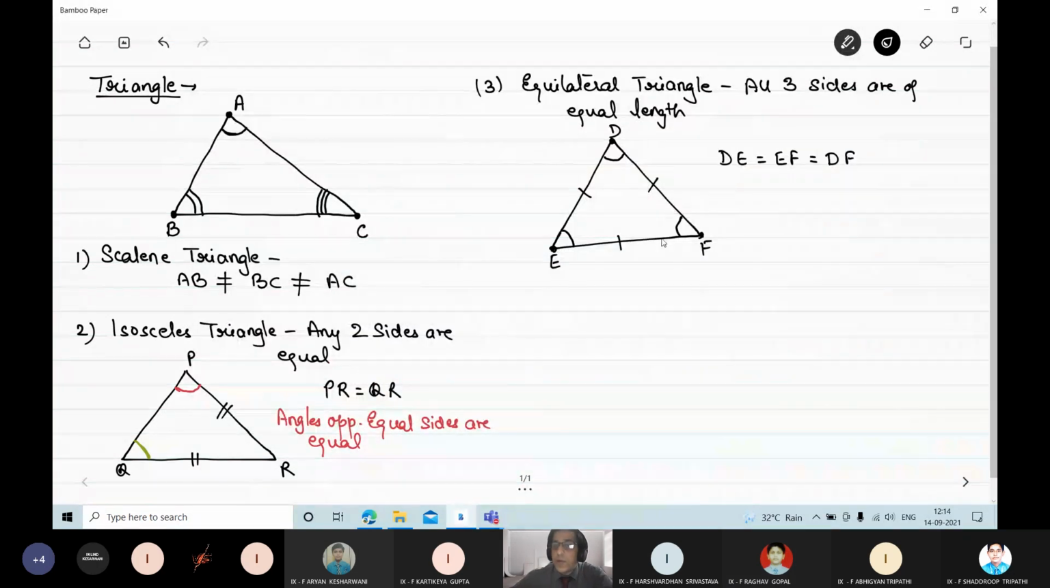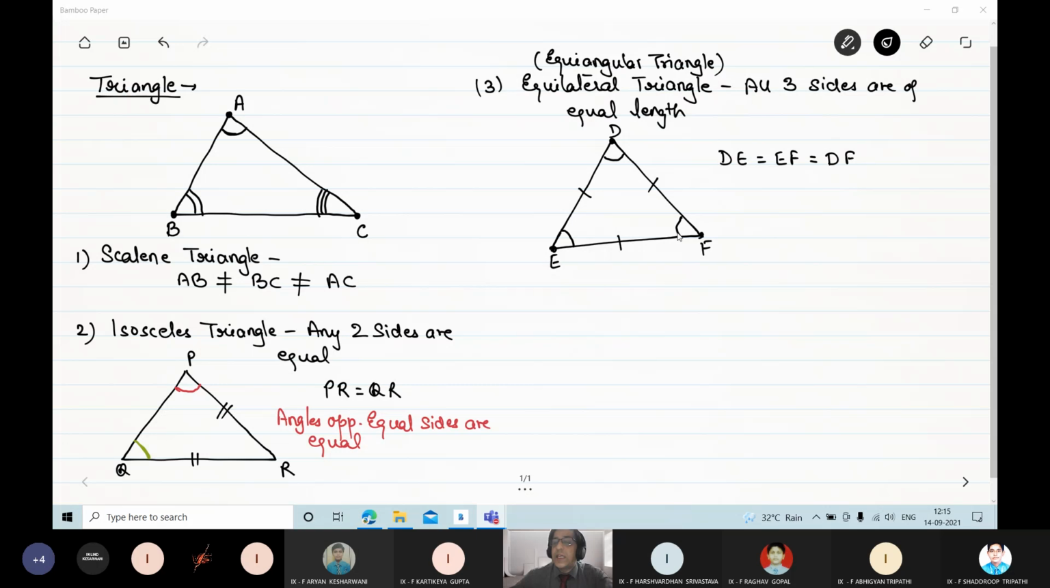Because all the 3 angles are equal, an equilateral triangle is also known as an equiangular triangle. At times in your questions, rather than writing equilateral triangle, the question may talk about an equiangular triangle. Equi means equal, angular means angle. So the triangle in which all the interior angles are equal is an equilateral triangle.